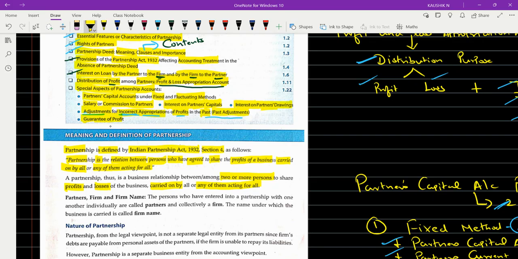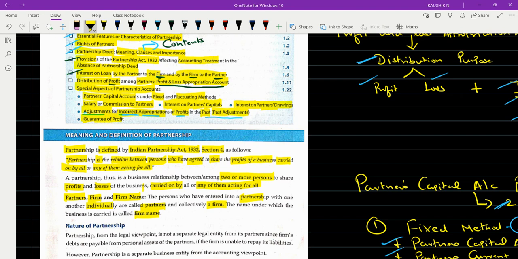And here comes the most important thing: partners, firm, and firm name. This is what I have just given you as an example. Like A, B, and C are partners. They are setting the name of the business as ABC and Co. Collectively they are called a firm. Individually they are called partners. So here you can see the persons who have entered into partnership with one another are individually called partners. Collectively they are called a firm. The name under which they continue the business is called the firm name.